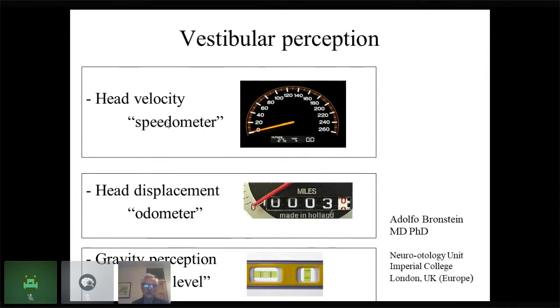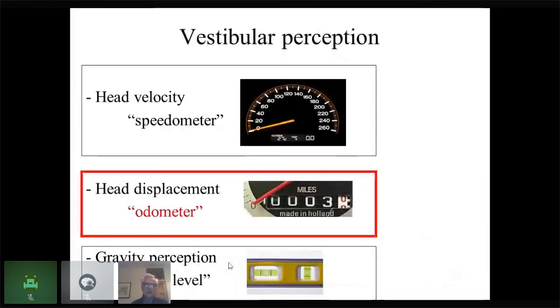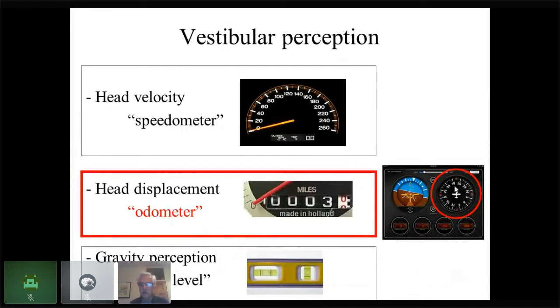The vestibular system gives you information about the velocity of the head, usually measured in degrees per second, or it measures the displacement, not so much in linear coordinates, but in angular coordinates as well. And of course, you also have the possibility, through your vestibular system, of sensing the orientation of your head with respect to the gravity vector. So I'm going to start with a few examples from past work using the head displacement or odometer function of the vestibular system, which you could compare with the compass or heading direction instruments in the aeronautical field.